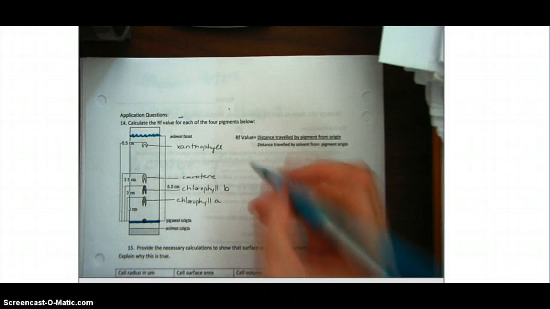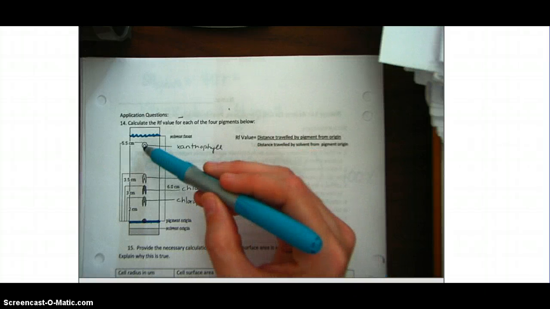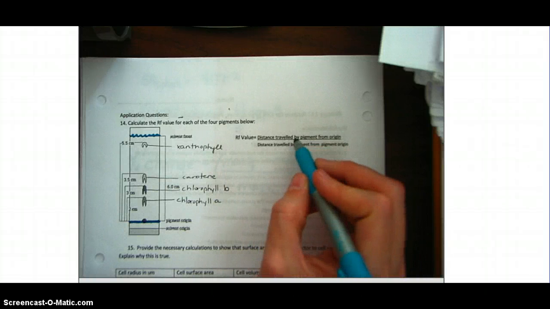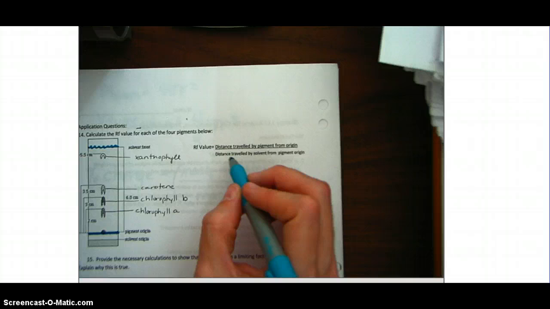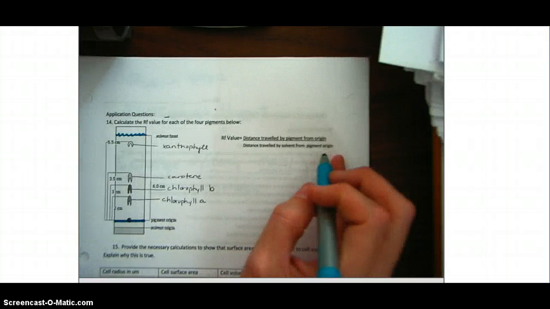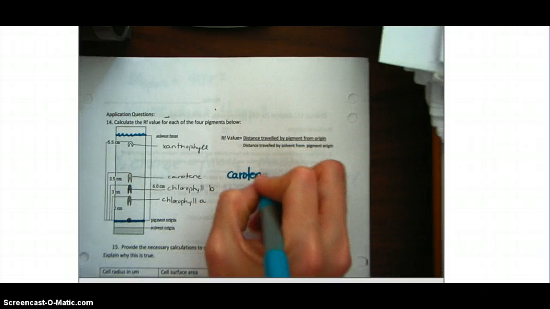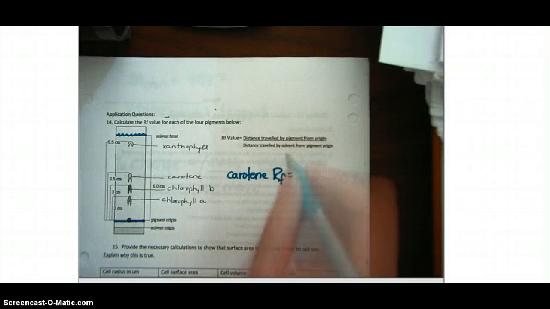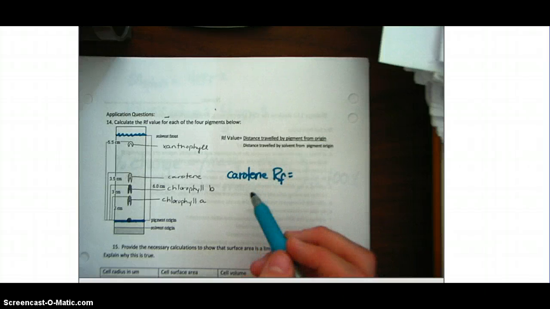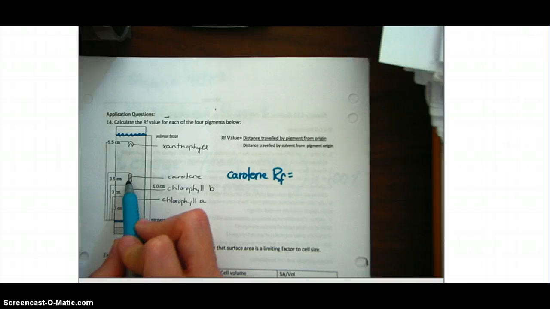If you want to do a calculation of RF, which is basically a comparison of how far the pigment went compared to how far the solvent went, then you just take the distance traveled by the pigment from the origin and divide it by the distance traveled by solvent from the pigment origin. So for example, if I wanted to do this for carotene RF, I take the distance traveled by the pigment from the origin. So the pigment in question is carotene. If you look over here, carotene traveled 3.5 centimeters.